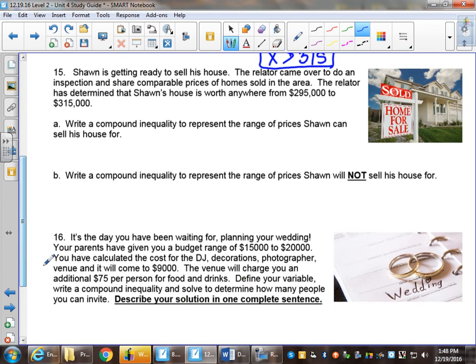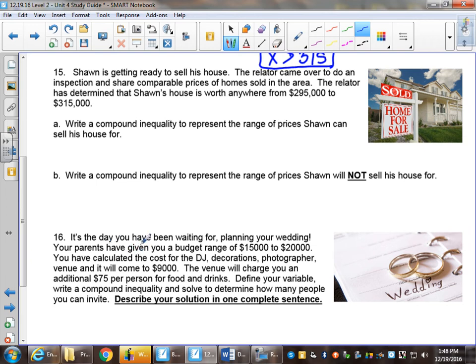(15). This is going to be a fast question. There is one exactly like 15 on tomorrow's test, so please pay attention to 15. Get it right. Oh, by the way, it's going to be like 15, not exactly the same question, but like 15. Okay. Sean is getting ready to sell his house.